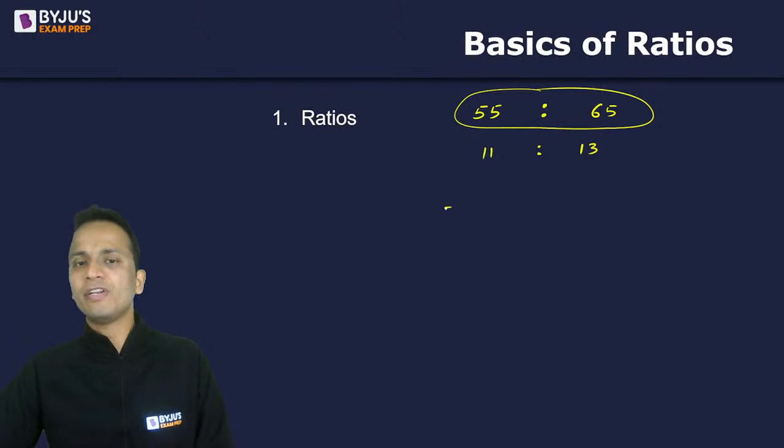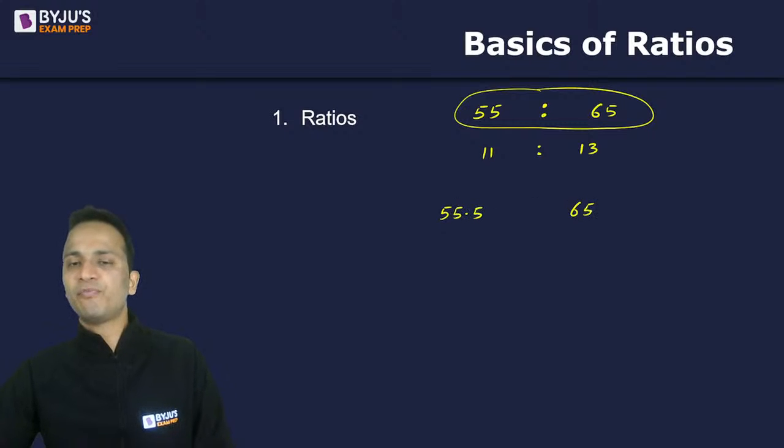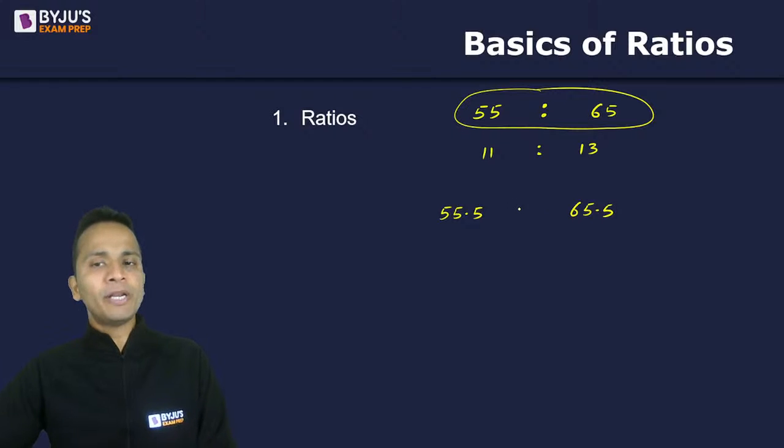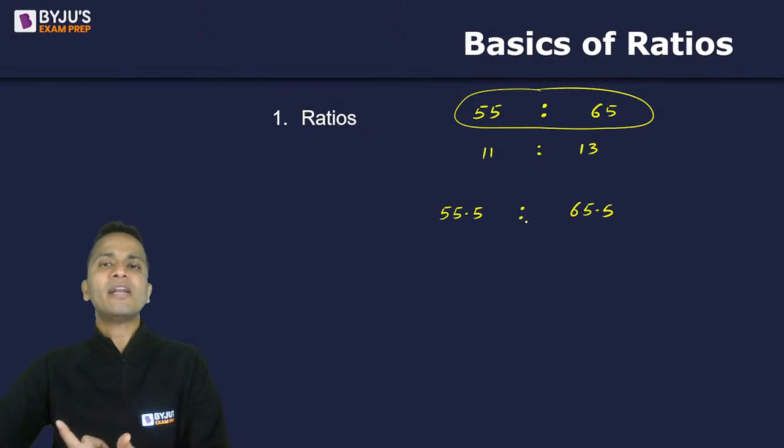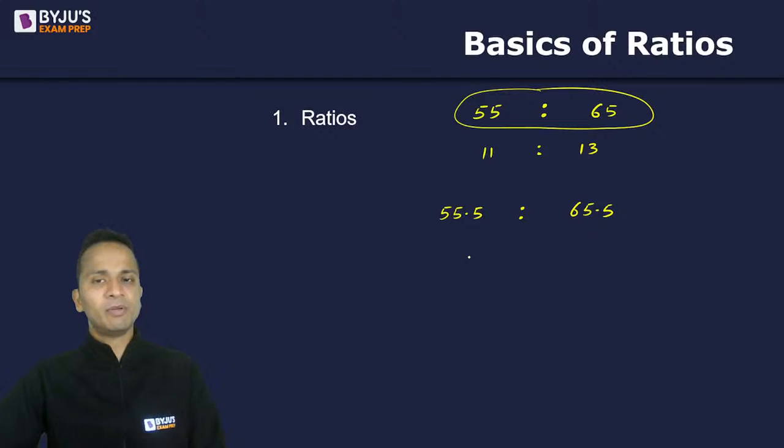But if you have numbers like 55.5 and 65.5, to obtain their simplest ratio, first of all, I'll remove the decimal sign. So decimal को remove करने के लिए I'll multiply both sides by 10.